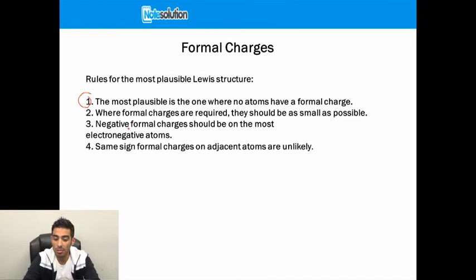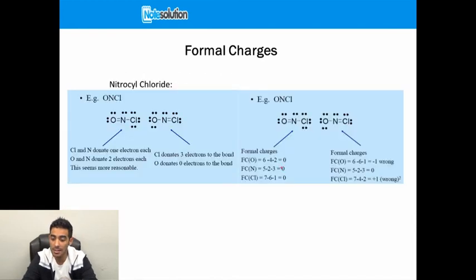Negative formal charges should be on the most electronegative atoms. So if we go to the periodic table, we could see that chlorine is more electronegative than oxygen. And in this case, chlorine has +1 and oxygen has -1, which does not make sense, because when you compare the electronegativity, chlorine is more electronegative, so you'd expect it to have a negative formal charge.